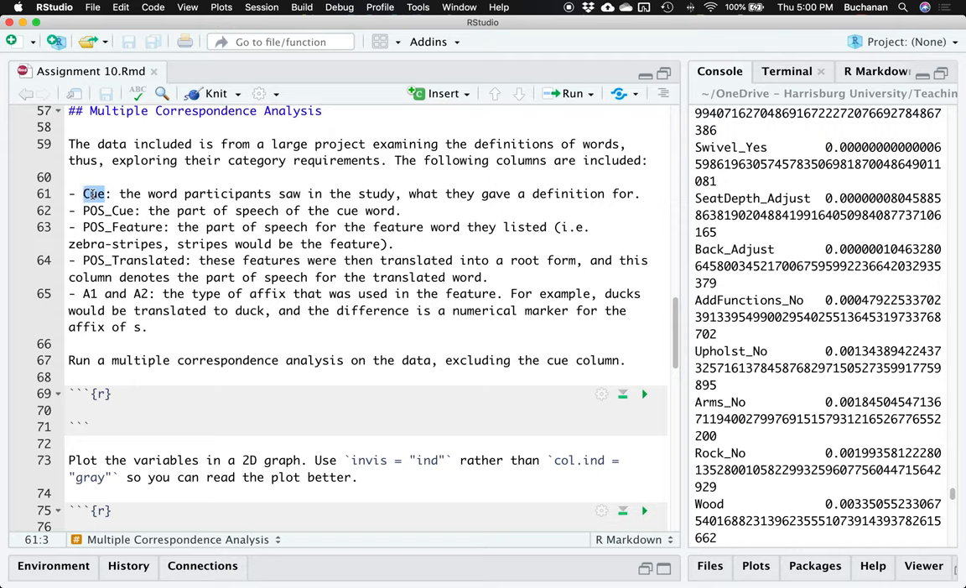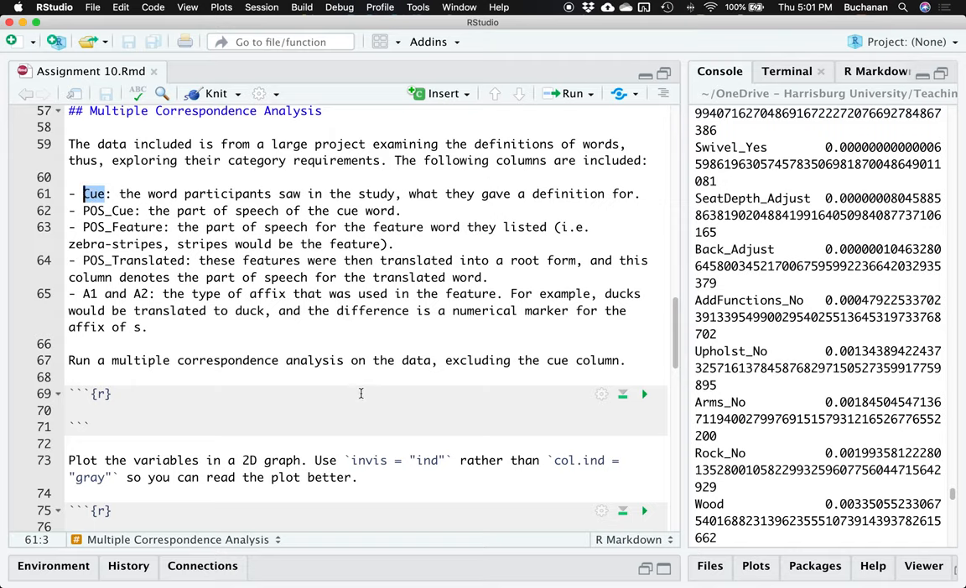A1 and A2 is an interesting set of columns where it's the type of affix that was added. So for ducks, the lemmatization would be duck, and that difference is a numerical marker. So it's got several, 5 or 10 different categories: numbers, people, so act to actor is a people translation, characteristic, this is things like ION, tense, so changing into third person, participle, like he runs, past tense, etc. So the affix type is an interesting question of, when do people use different features for words? Are they using more characteristics, or are they using more root words?